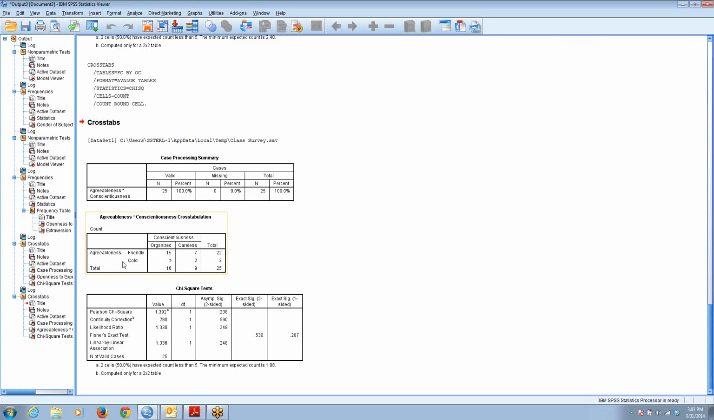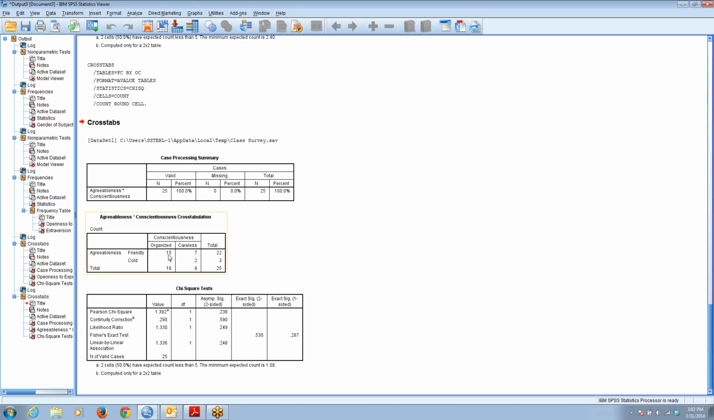Now, having said that, notice that we only have 3 people in the cold category. So when you really don't have that many people, it's hard to be too confident that your results are meaningful. Ideally, you'd have enough people in each cell that you could see a relationship if one exists.